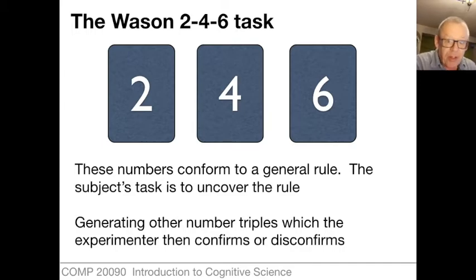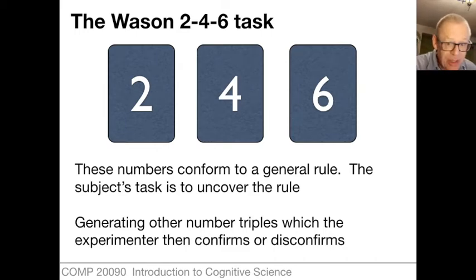You get subjects into the laboratory, one by one, and you present them with these numbers, 2, 4, 6. And you say, we're talking about triples of numbers. This is one triple, 3 numbers, which conforms to a general rule. I'm not going to tell you the rule, and you have to work your way to understanding the rule by asking me questions. That is, by suggesting triples, which I will say yes if they conform to the rule, and no if they don't conform to the rule.